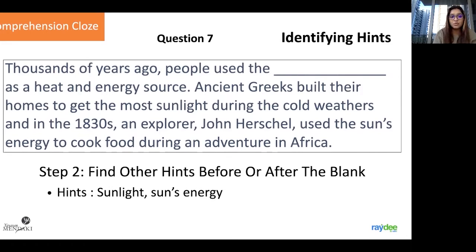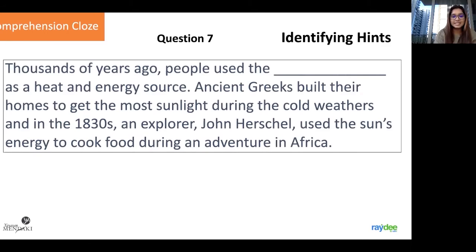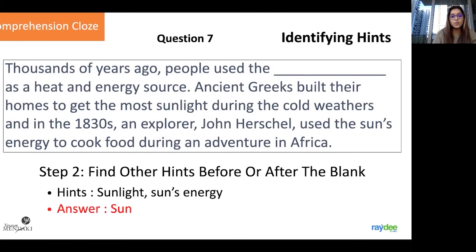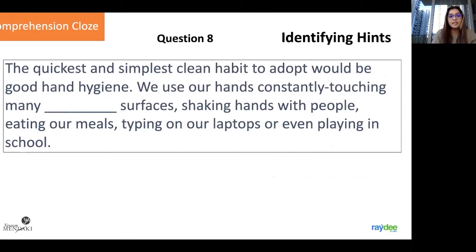So the passage is talking about heat as an energy source. So where do we get heat from? Right, we get it from the sun. So hence your answer would be sun. All right. Okay, following that, the next extract also will be applying step 2.